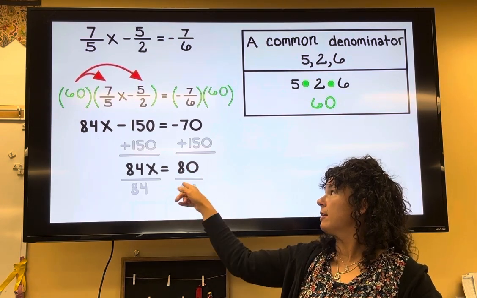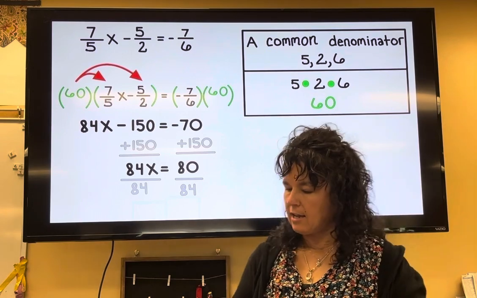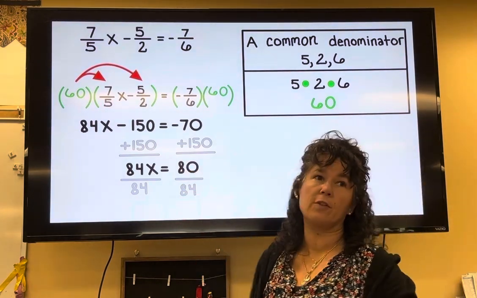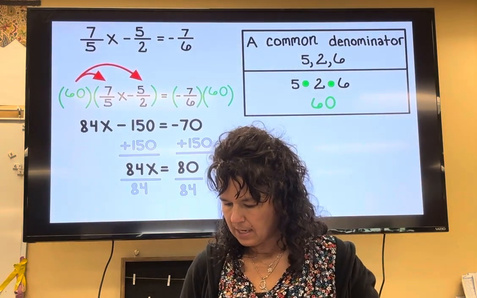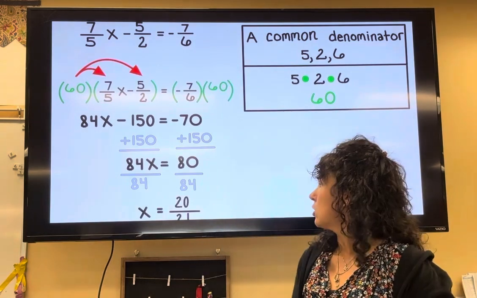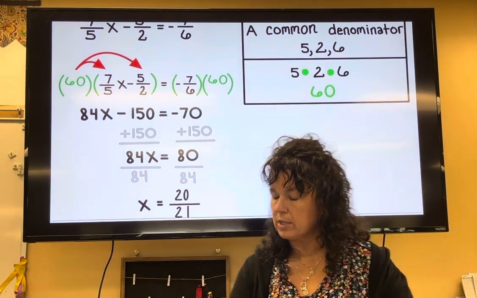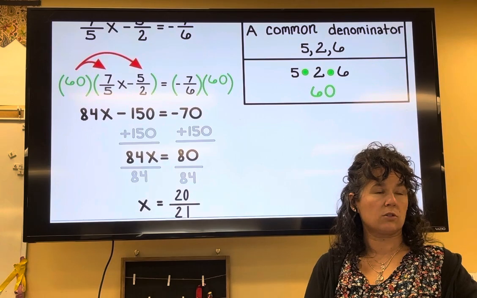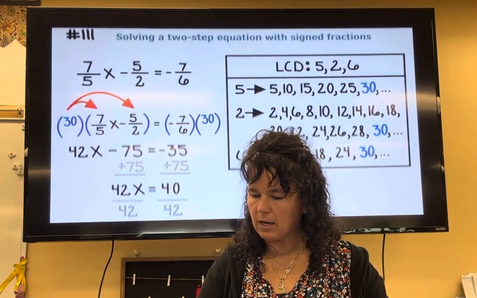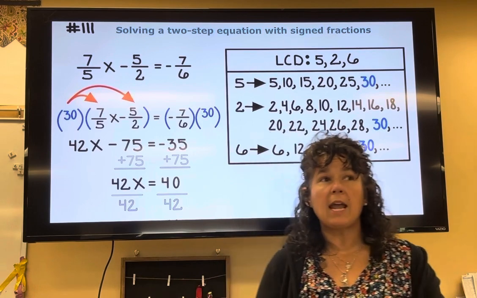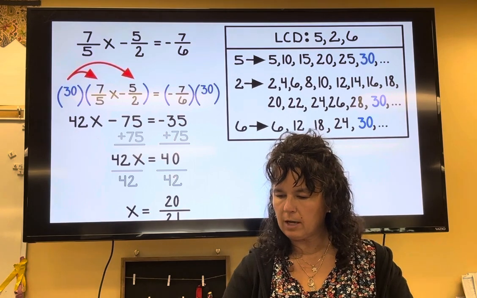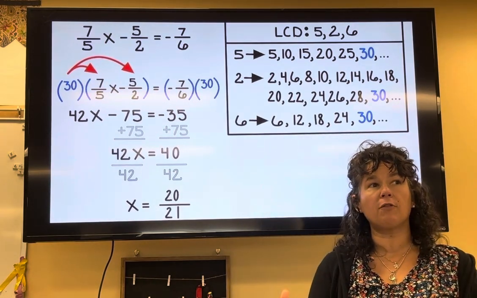But simplifying this, 4 fits into 80 and 4 fits into 84. So 4 fits into 80 20 times, 4 fits into 84 21 times. And we end up with the same answer, 20 over 21. Okay, so the big takeaway is multiply both sides by a common denominator. But if you want to multiply by just any number that they all fit into, that'll work.